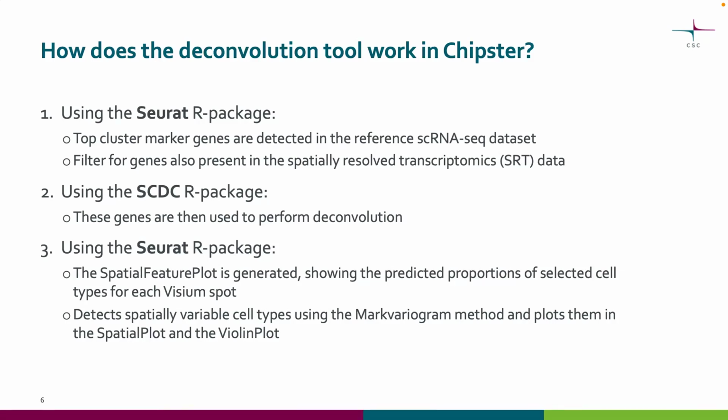Third, using the Seurat R package, the spatial feature plot is generated by using these predicted proportions of cell types. Finally, now that the Chipster tool has the cell type predictions for each spot, the tool then proceeds to do an additional step to identify which cells are spatially variable. And for this, the Chipster tool uses the mark variogram. The mark variogram method happens to be the same method used earlier to detect spatially variable genes. This data is then used to plot the spatial plot and the violin plot.